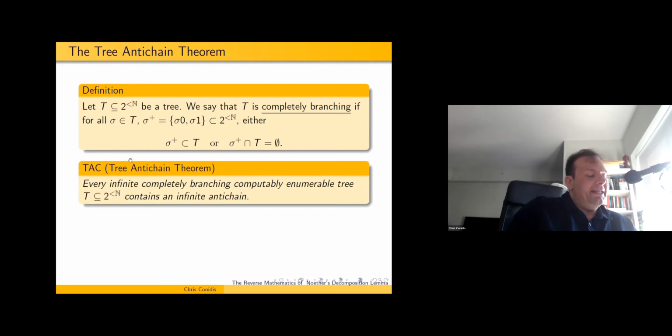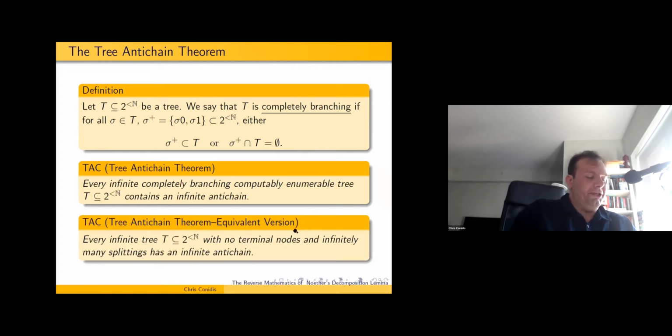And the tree anti-chain theorem says that every infinite completely branching computably enumerable tree contains an infinite anti-chain. All right. And so this is a slightly awkward phrasing because I'm talking about these computably enumerable trees, and I could be doing this over RCA naught.